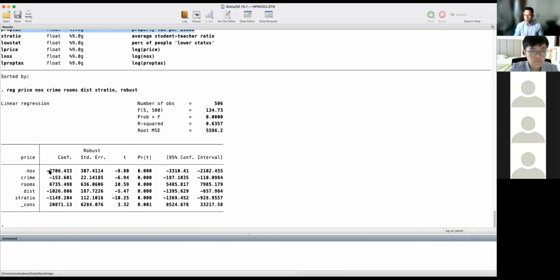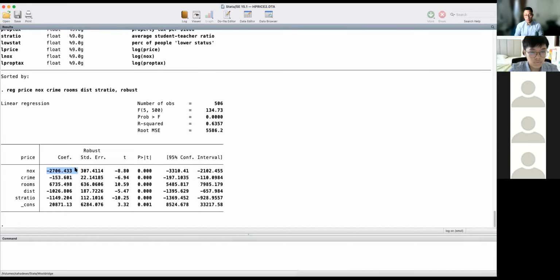Now when we take a look at the estimated coefficients, it's not very straightforward to interpret the estimated coefficient of negative 2,706, because we have a different unit for price, and we also have a different unit for the nitrogen oxide concentration. The interpretation of the coefficient for crime is also not straightforward, because the crime variable is the number of crimes per 100 population, and on the left-hand side we have the house price. And so what do we need to do? What we need to do is run what's called a loop.